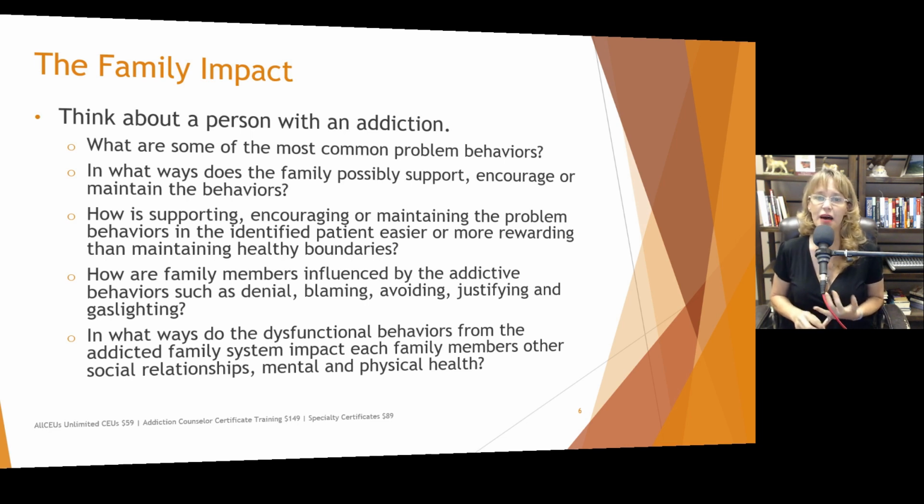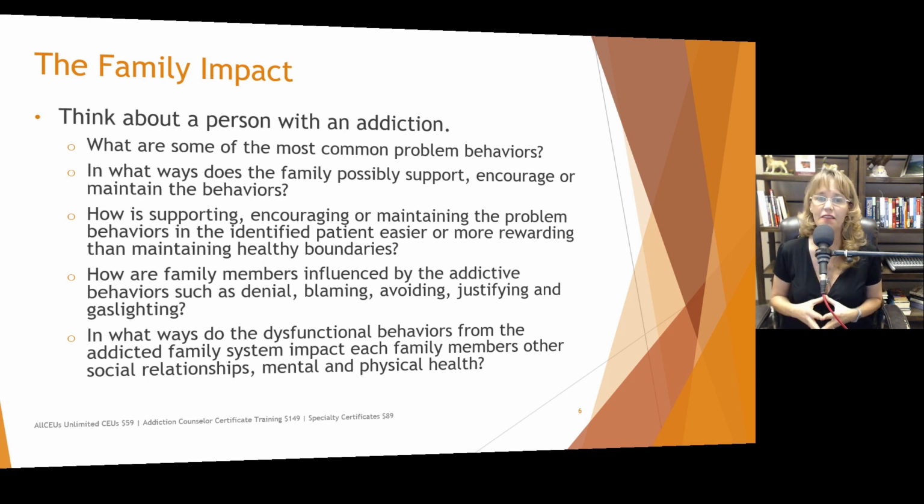How are family members influenced by the addictive behaviors such as denial, blaming, avoiding, justifying, and gaslighting? A lot of people with addictions are very good at trying to make you believe that what you're thinking is crazy. They make you think that you're overly paranoid. They are good at manipulating and protecting their addiction. These behaviors tend to create barriers and resentments and anger and lack of trust between family members. So those relationships start to become more tense. They still love one another. There's still a love there, but they almost can't like each other at this point.